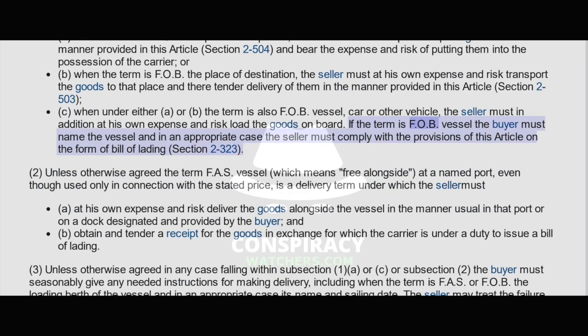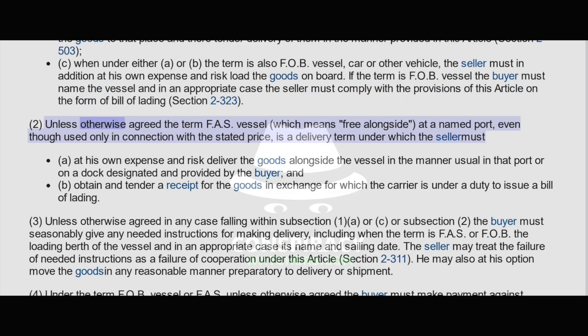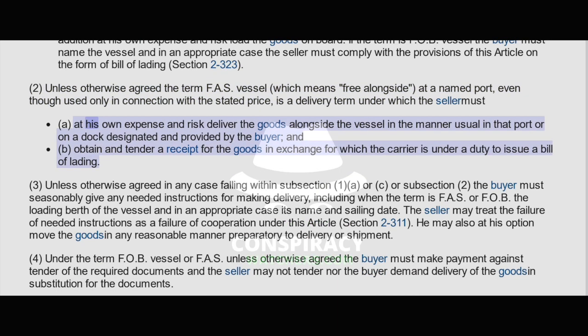If the term is FOB vessel, the buyer must name the vessel, and in an appropriate case the seller must comply with the provisions of this article on the form of bill of lading. Unless otherwise agreed, the term FAS vessel at a named port, even though used only in connection with the stated price, is a delivery term under which the seller must, at his own expense and risk, deliver the goods alongside the vessel in the manner usual in that port or on a dock designated and provided by the buyer, and obtain and tender a receipt for the goods in exchange for which the carrier is under a duty to issue a bill of lading.